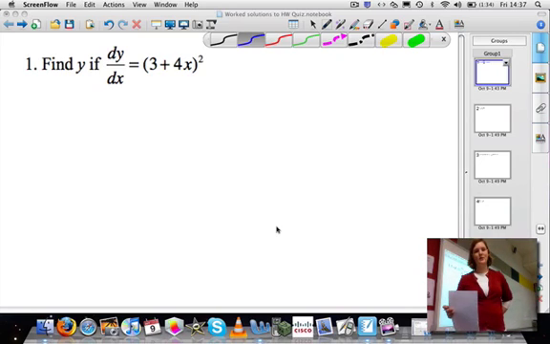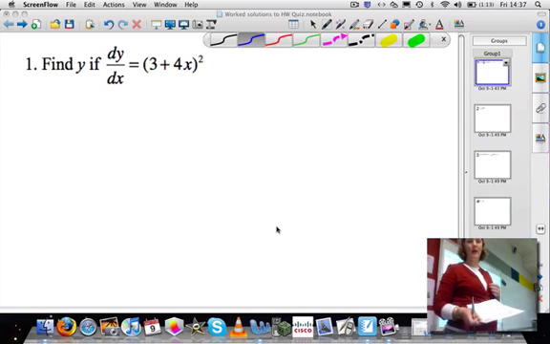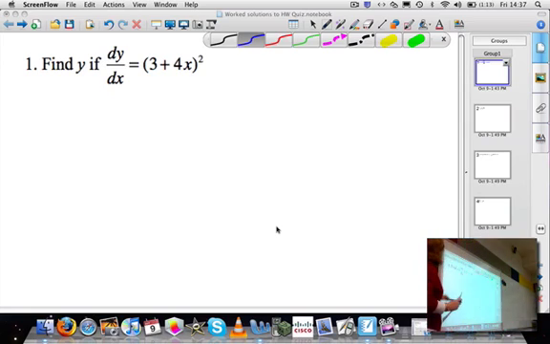Everyone, we're going to look at reworking or redoing the solutions to your integration homework quiz that you did last week. We'll work through the following 5 problems so that you can get a bit of an idea on where you went wrong. Alright, so our first problem here, we've got to find y if the derivative is (3 plus 4x) all squared.